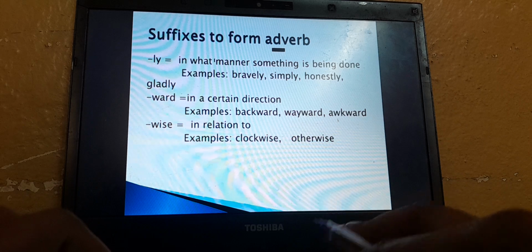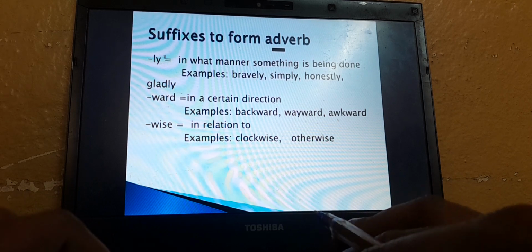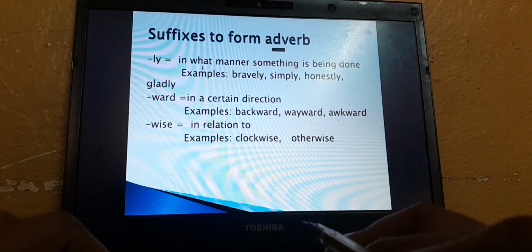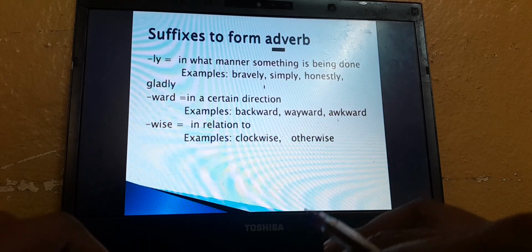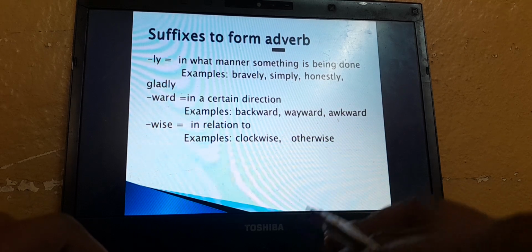There are lots of suffixes that can help us to form adverbs, but today I have presented only a few of them. Ly: in what manner something is being done. Examples: bravely, simply, honestly, and gladly.